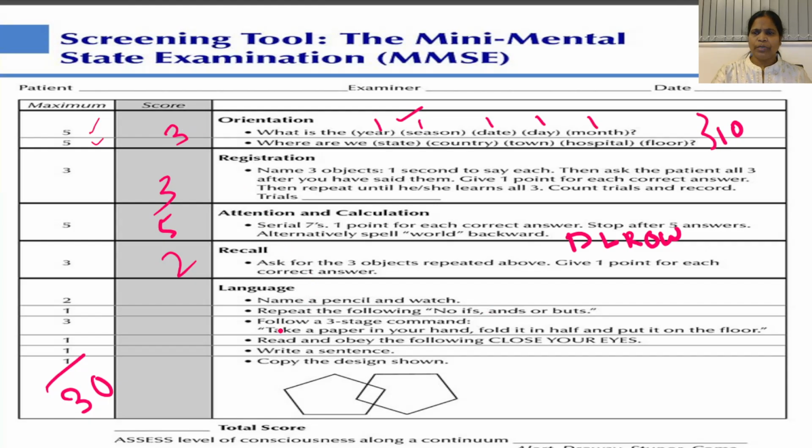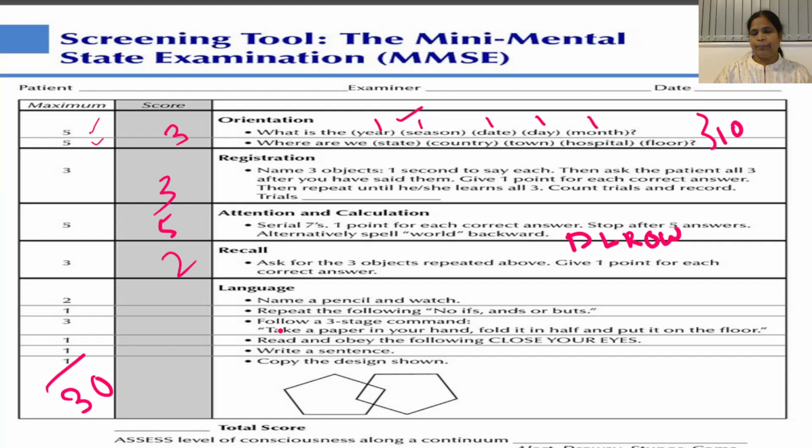Then the next one is the 3-stage command. In the 3-stage command, you give a paper to the patient and ask them to fold it in half. You can ask them to hold it in their hand. You can tell them to hold it in the left hand or right hand. They are supposed to follow whatever you say, following the instructions.